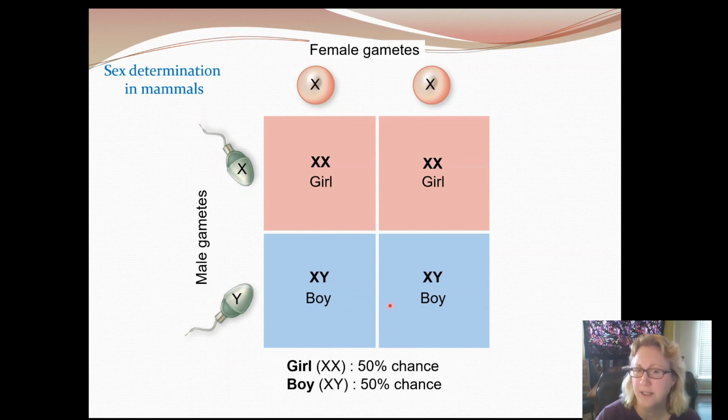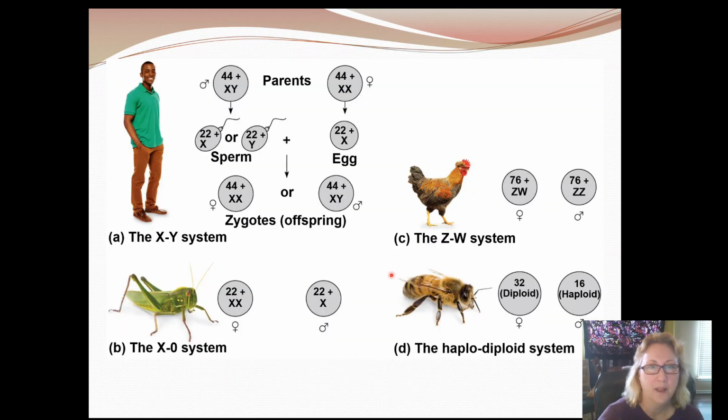But in fact, we don't get exactly 50-50. At birth, there's slightly more boys than girls. I believe the latest numbers I saw was about 104 boys per 100 girls born, so slightly more boys. However, by age 1, there's slightly more girls. So why would there be higher mortality of boys? Well, it's probably due to the single X chromosome, which we'll talk about a little bit more.